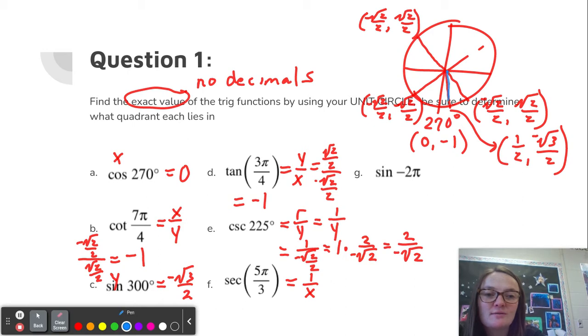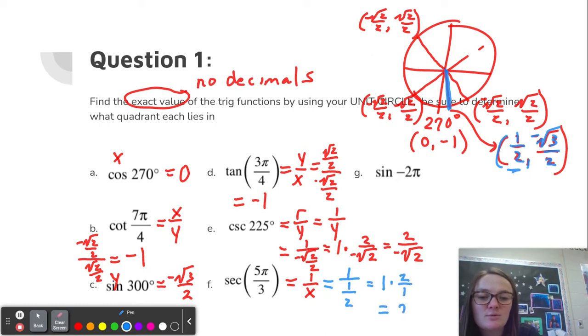It's actually located right here. So 5 pi over 3 is located right here. It has the same ordered pair, 1/2, comma, negative radical 3 over 2. So all I'm going to do is take the x value and make it 1 over that. So I'm going to say 1 over the x value, which is 1/2. If I keep it, switch it, flip it, it's 1 times 2 over 1, which is equal to 2. And so the secant of 5 pi over 3 is 2.